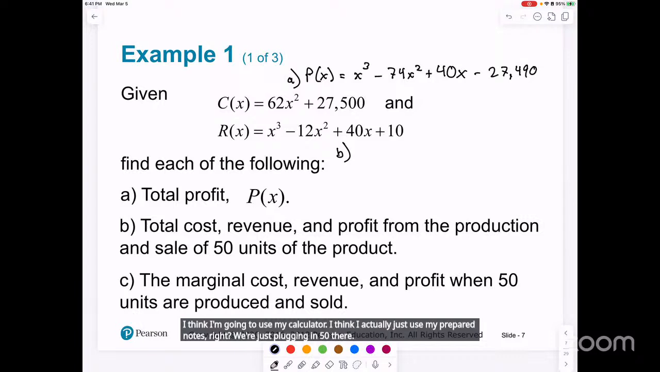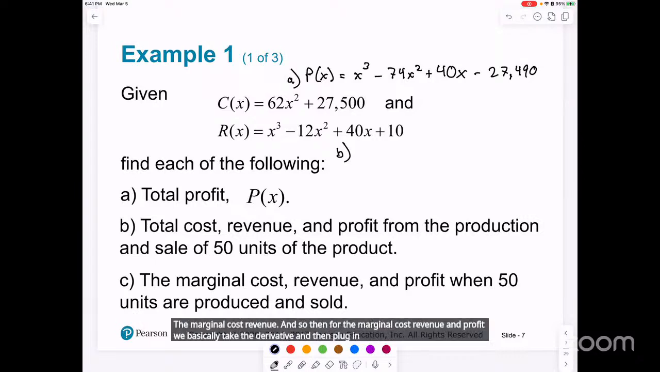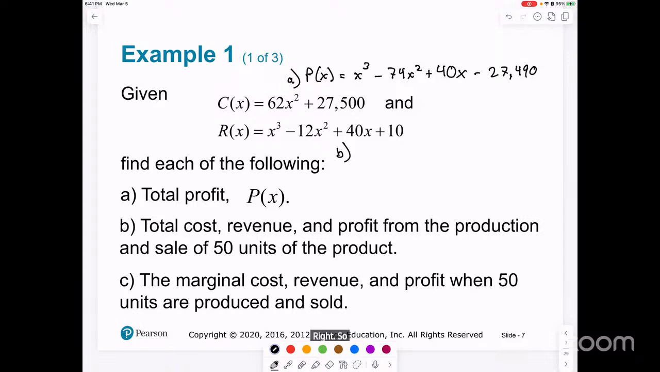For the marginal cost, revenue and profit, we basically take the derivative and then plug in 50 into the derivative. So I'm just gonna say use a calculator for part B. Now, we need to find the derivative of each of these.